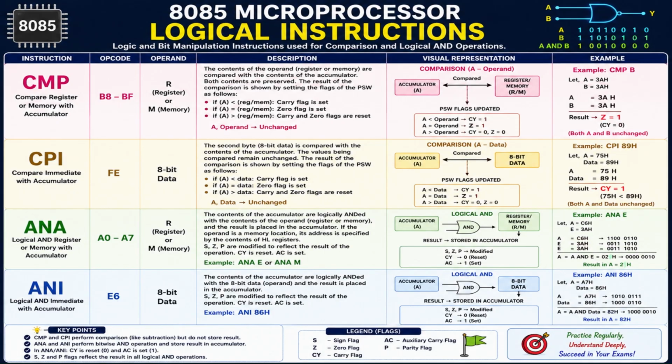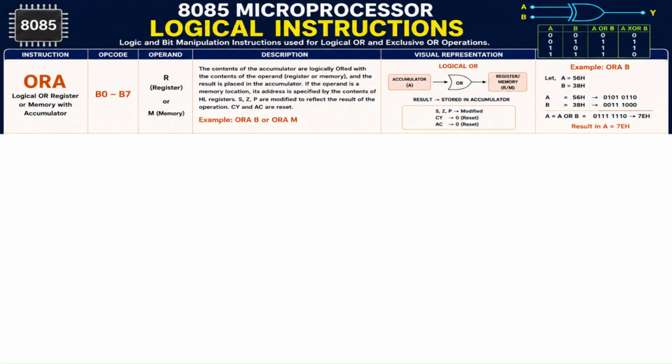Up next, our next instruction is ORA. ORA stands for logical OR between register or memory with accumulator. If you look at the operand column, you will notice that the operand can either be a register or a memory location. The opcode ranges from B0H to B7H depending on which register is used.